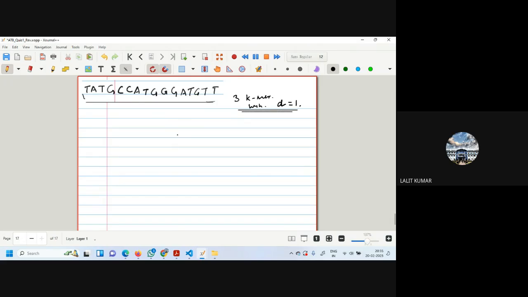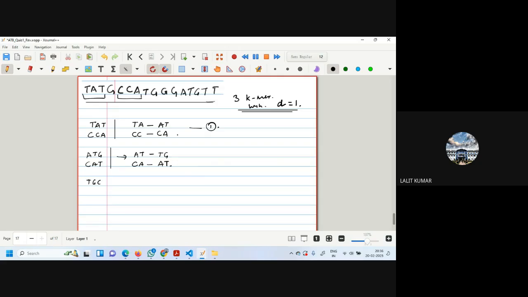So it will give me TAT, CCA, which can be broken down to TAAT, CCCA. So this is my first. Second, it will give me ATG, CAT. This I can break down to AT, TG, CA, AT. Now it will give me TGC.